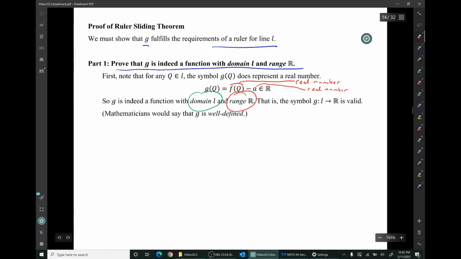So this first part of the proof is so deceptively easy, but it's very important to do this kind of thing. Mathematicians do this and call this proving that the function is well defined. That is, it really does qualify to be called a function.